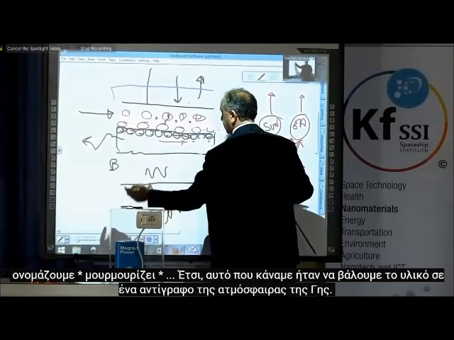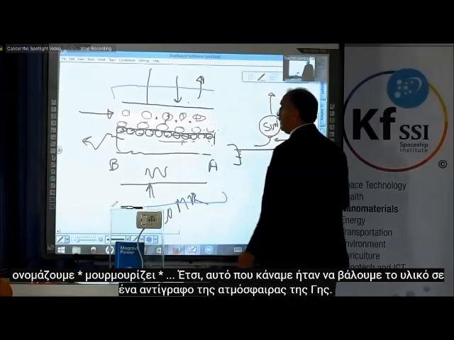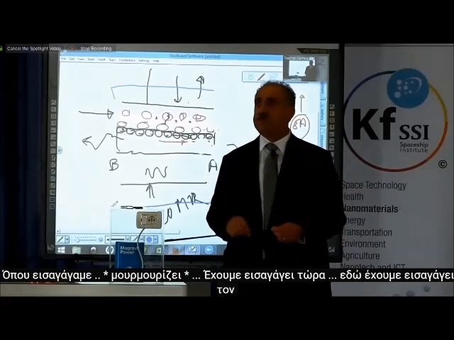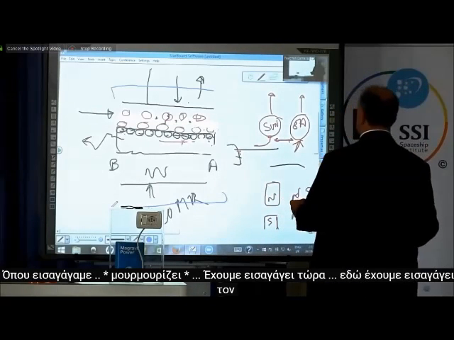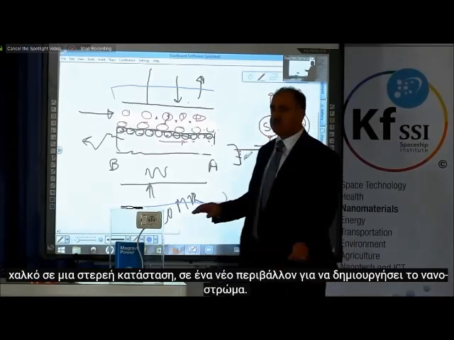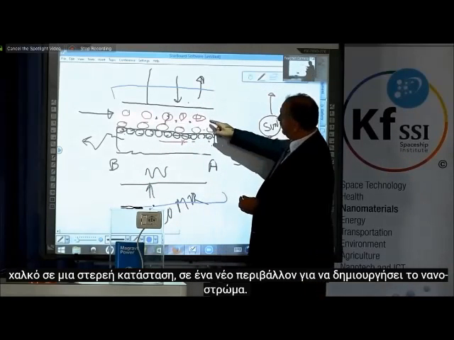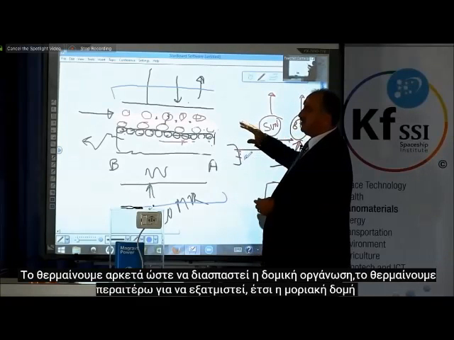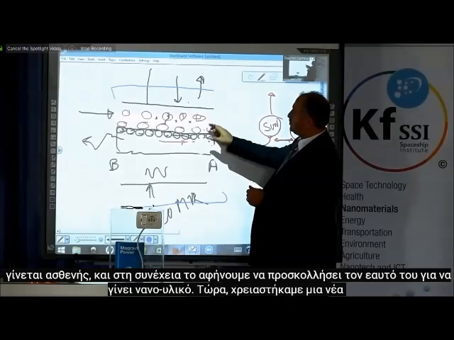So what we did, we put the material in a replication of the Earth atmosphere, where we introduce the copper in a solid state into a new environment to create the nanolayer. Heat it up enough that it can loosen up, heat it further to become vaporized, so that the molecular structure becomes loose, and then let it attach itself to become nanomaterial.